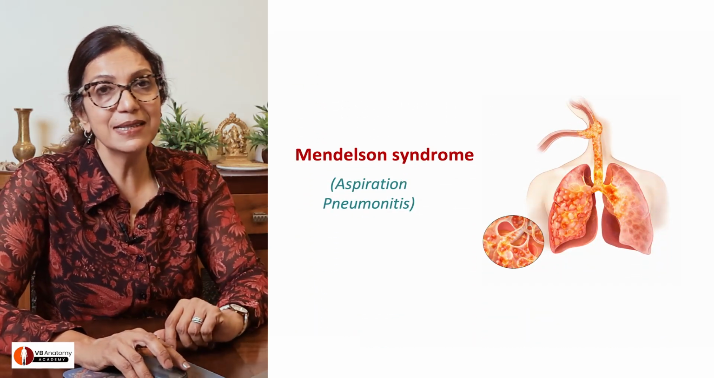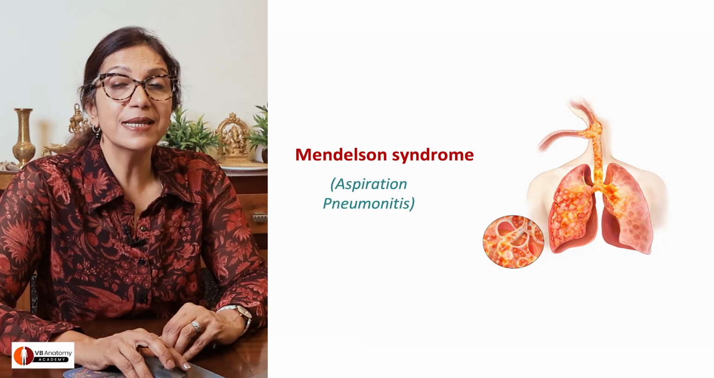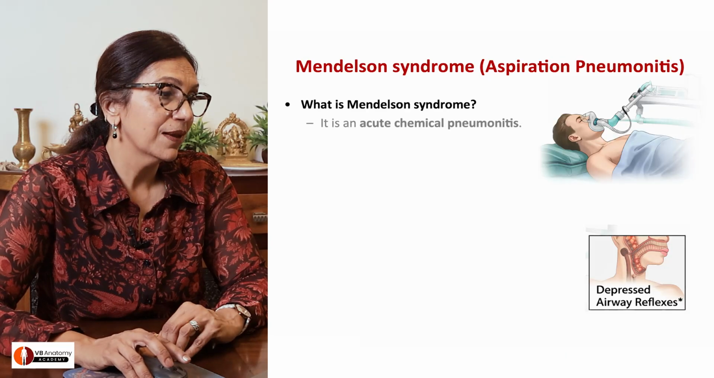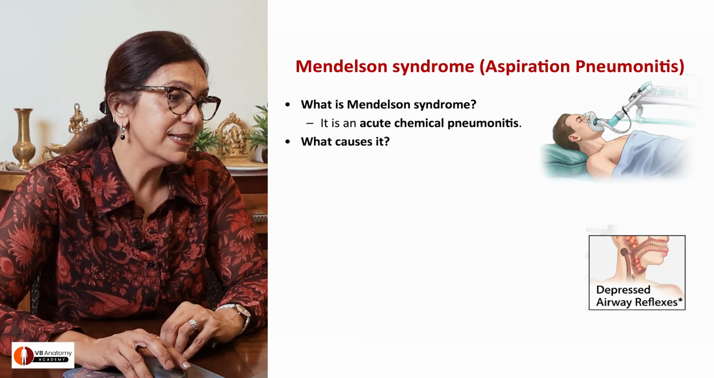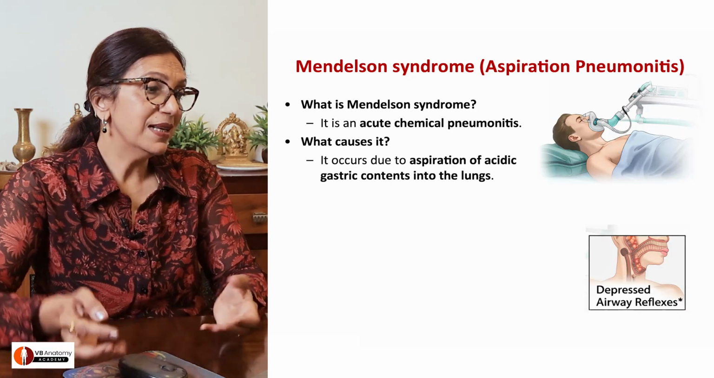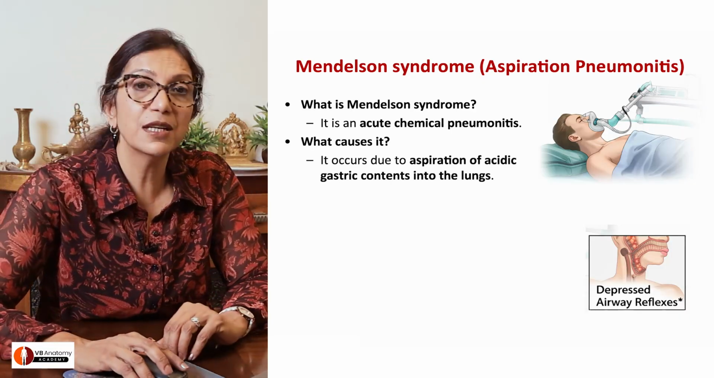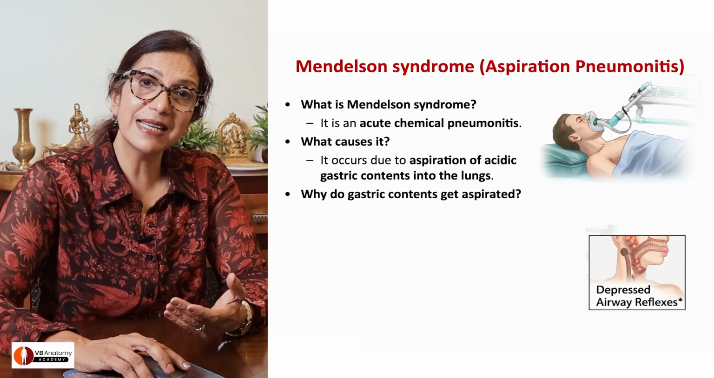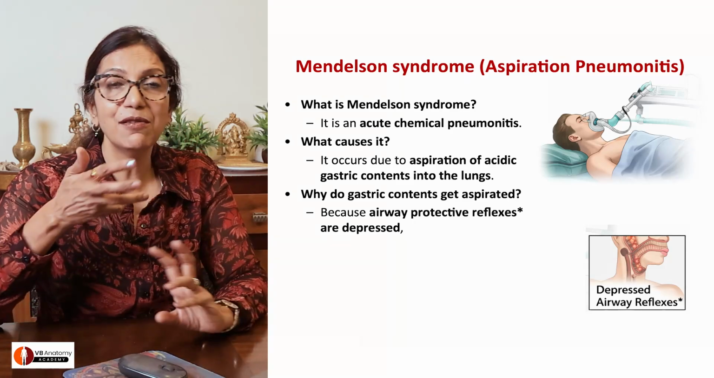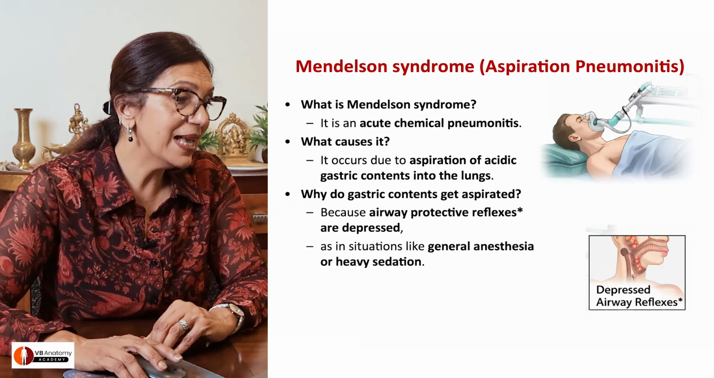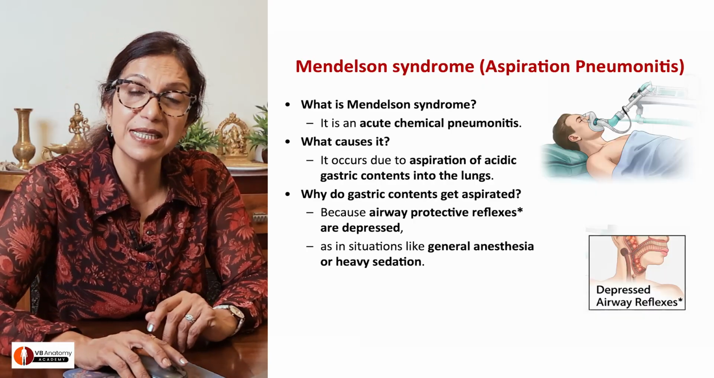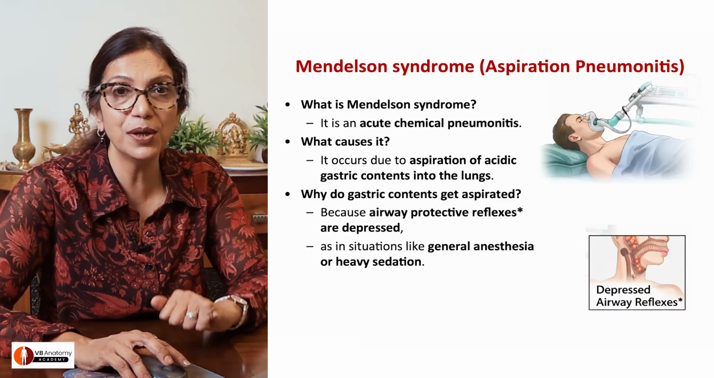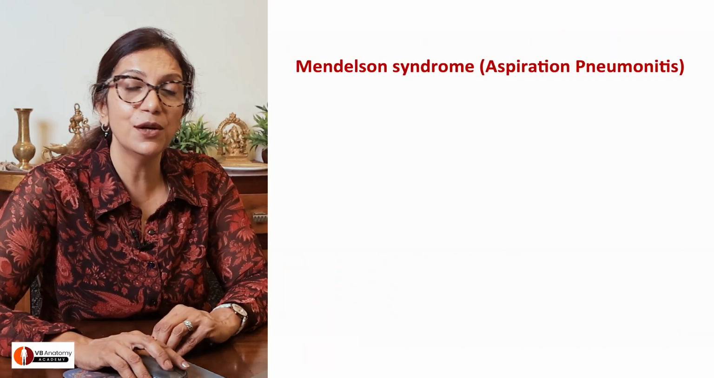Let's talk about Mendelson syndrome for a bit. It's also called aspiration pneumonitis. So what is this? It's an acute chemical pneumonitis. What causes it? It's aspiration of acidic gastric contents into the lung. Why do gastric contents get aspirated? This is because the airway protective reflexes are depressed, as happens in case of general anesthesia or heavy sedation. So, when these gastric juices come up, the protective reflexes are not able to ward them off and they find their way into the lungs.